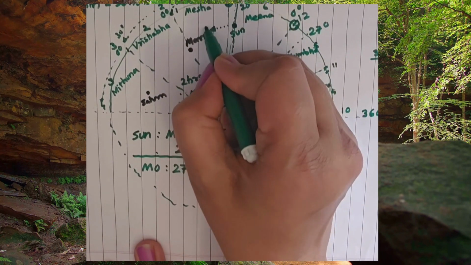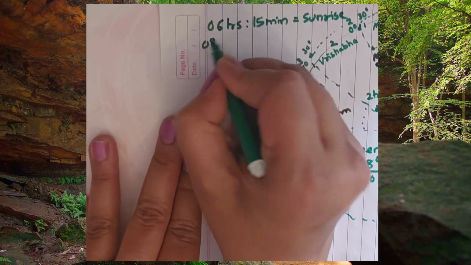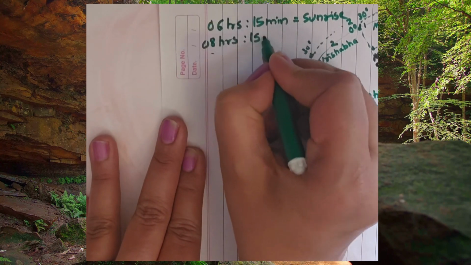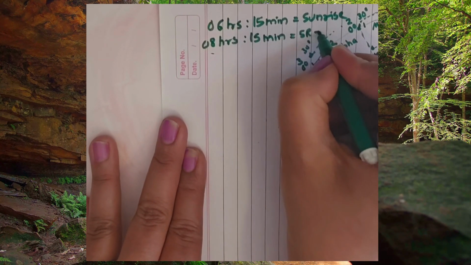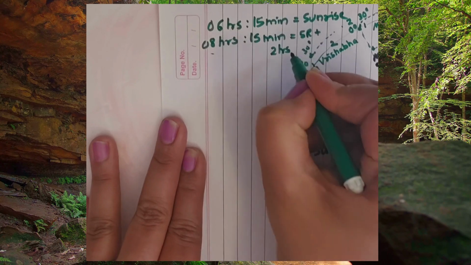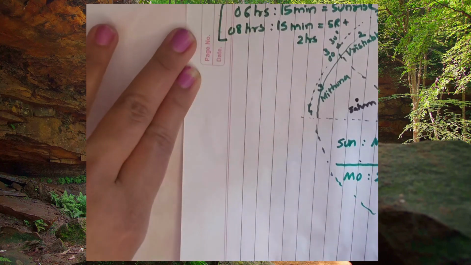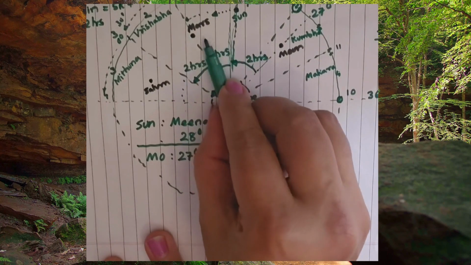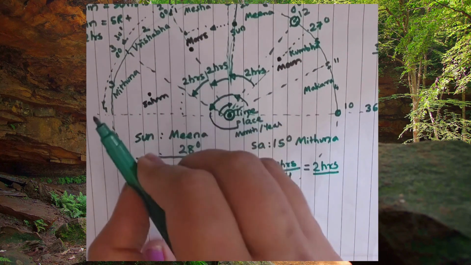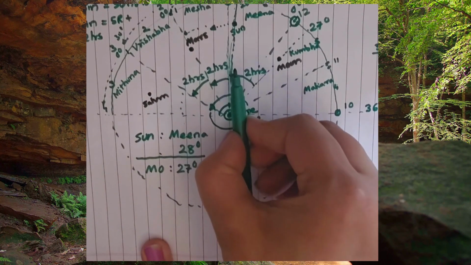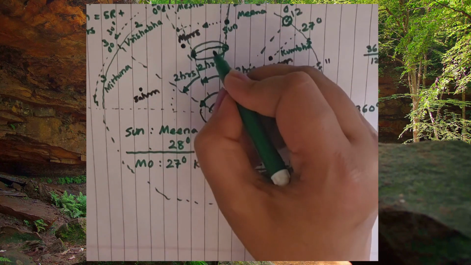Okay, so what it means is it will reach here at 8 hours 15 minutes, correct? So this is sunrise plus 2 hours, correct? So in this window, the ascendant or the lagna of the person, if the person is born between 6 hours 15 minutes, that is sunrise time, to 8 hours 15 minutes, then that will become ascendant or lagna of the native.